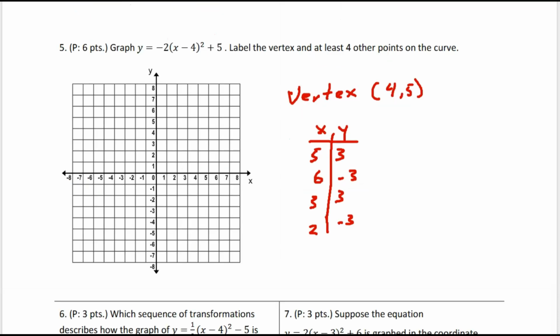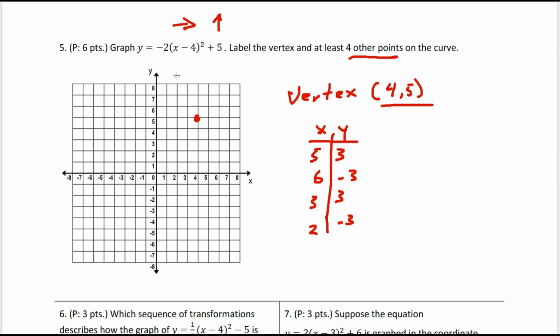Okay, in problem 5, we're asked to graph this parabola. We're to label the vertex and find 4 other points on the curve. So this parabola has been shifted to the right 4 and up 5, so the vertex is 4, 5. So that's the most important point to get right on the graph, and 4, 5 lies about there. Now, we're supposed to label 4 other points.